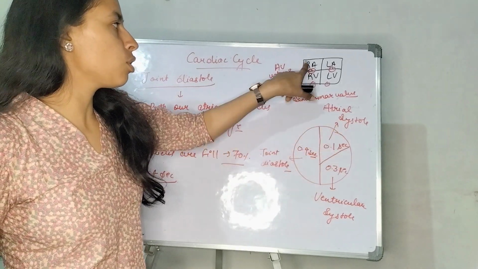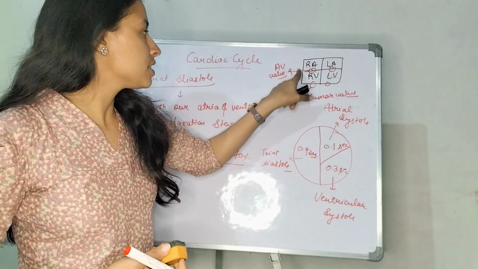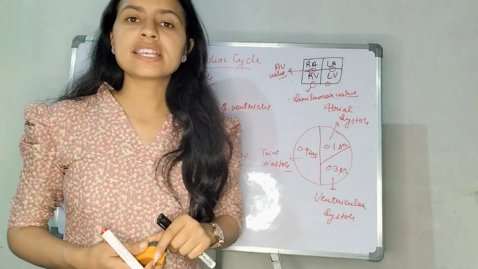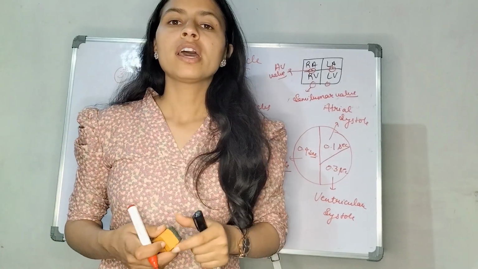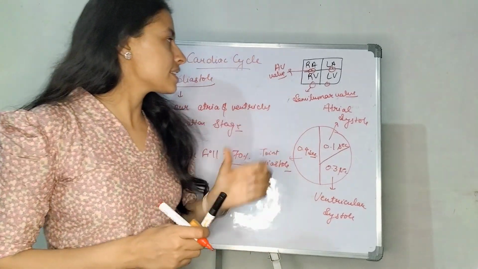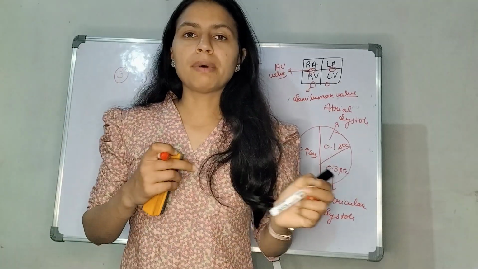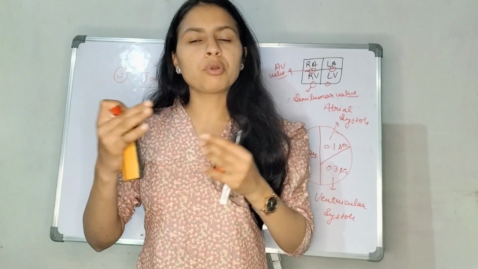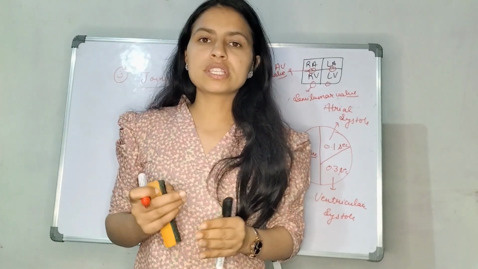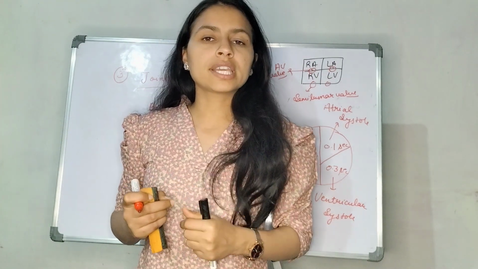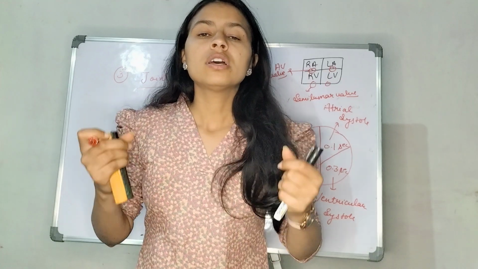During this atrial systole, both the atria contract. This contraction is due to the SA node, which is present in your right atrium. The SA node gives the signal to our ventricles with the help of the bundle of His and Purkinje fibers. These show the second stage, called ventricular systole.